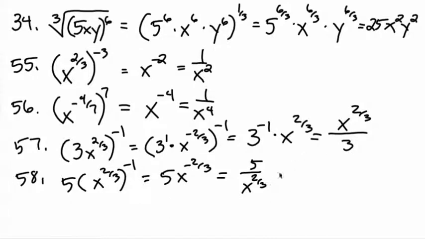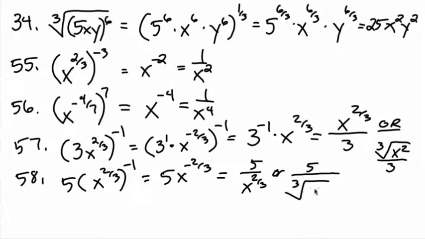I could rewrite these in radical form. So this one up here would be cube root of x squared over 3. And down here I could have 5 over cube root of x squared again. Okay, and we'll talk about simplifying this maybe more later, but that's where we are right now.